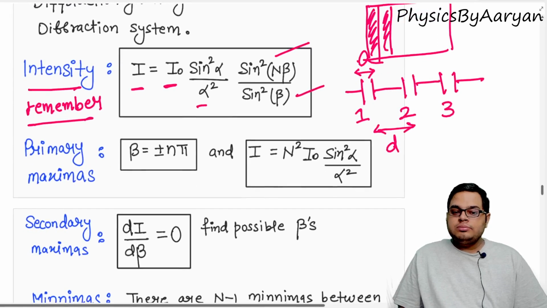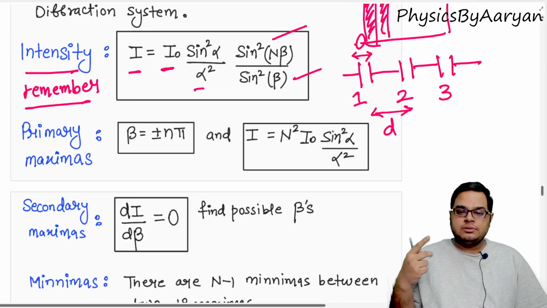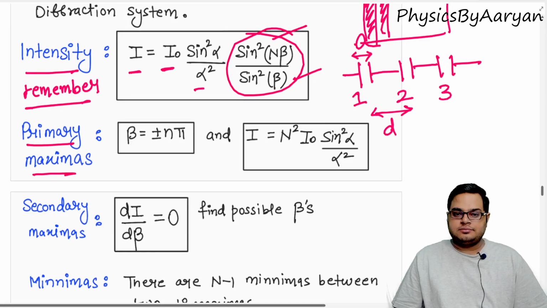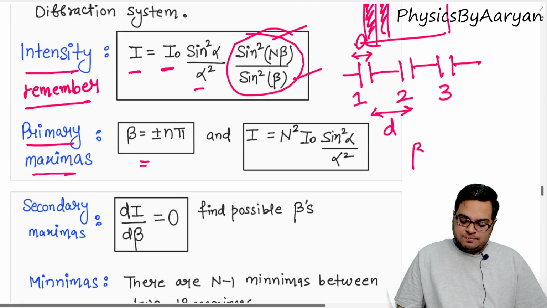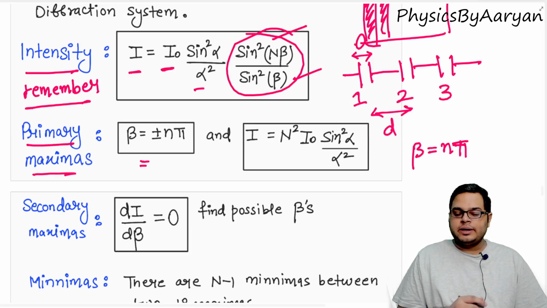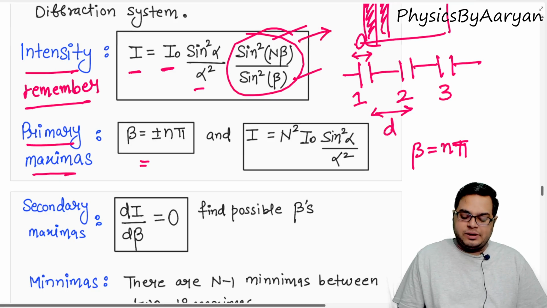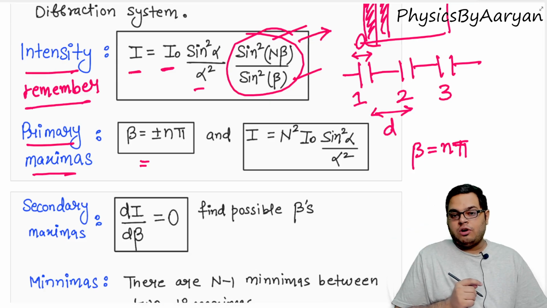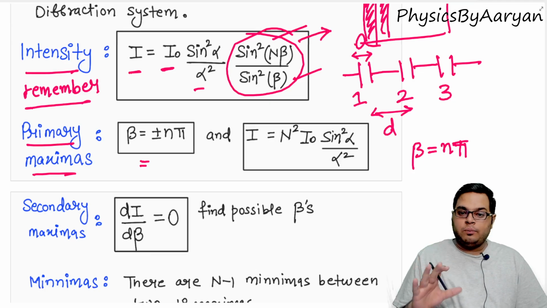Perfect. Now from this, we will talk about three things: primary maxima, secondary maxima, and minima. For primary maxima, we will maximize this thing, and this thing will be maximum when beta equals plus minus n pi. So when beta is pi, 2 pi, 3 pi, 0, 4 pi, 5 pi, minus 2 pi, in that case this thing goes to maximum, and you can check that using L'Hopital's rule. When you get a 0 by 0 form, you can use L'Hopital's rule, and you get a maxima.